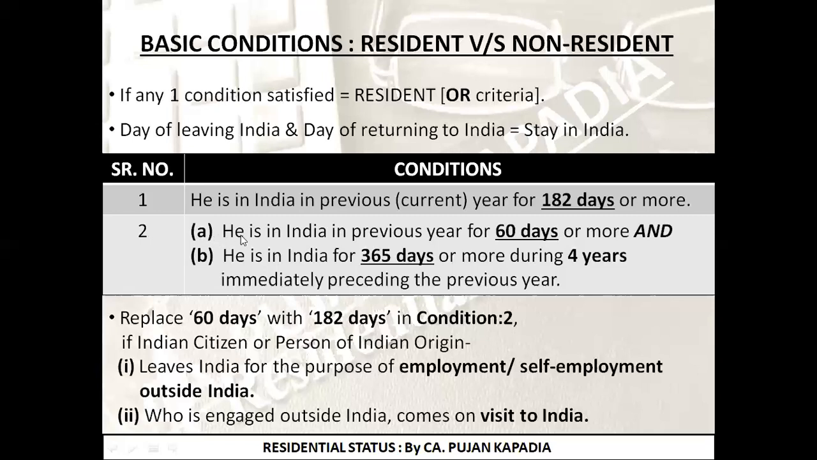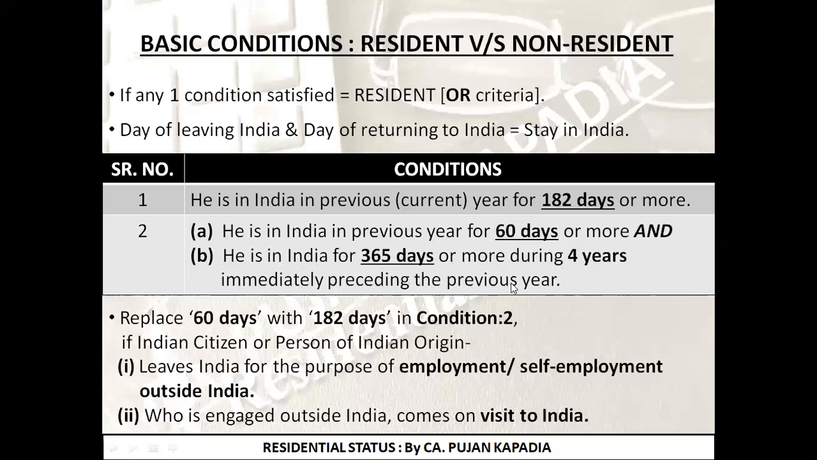As I have told you, what was the A part? The assessee should be in India in the previous year for 60 days or more. B part is he is in India for 365 days or more during 4 years immediately preceding the previous year. Let's read it once again so that you can get clarity. He is in India for 365 days or more during 4 years immediately preceding the previous year. So first of all, let's decode these words, immediately preceding the previous year.